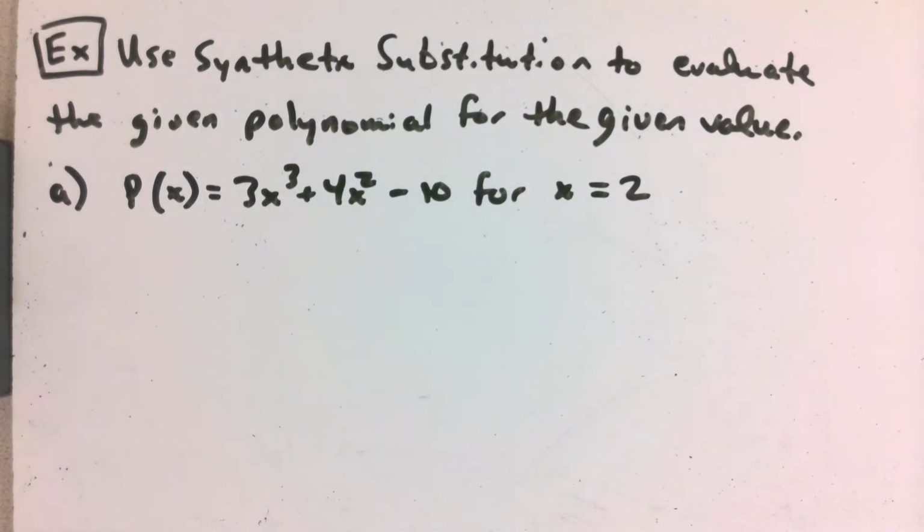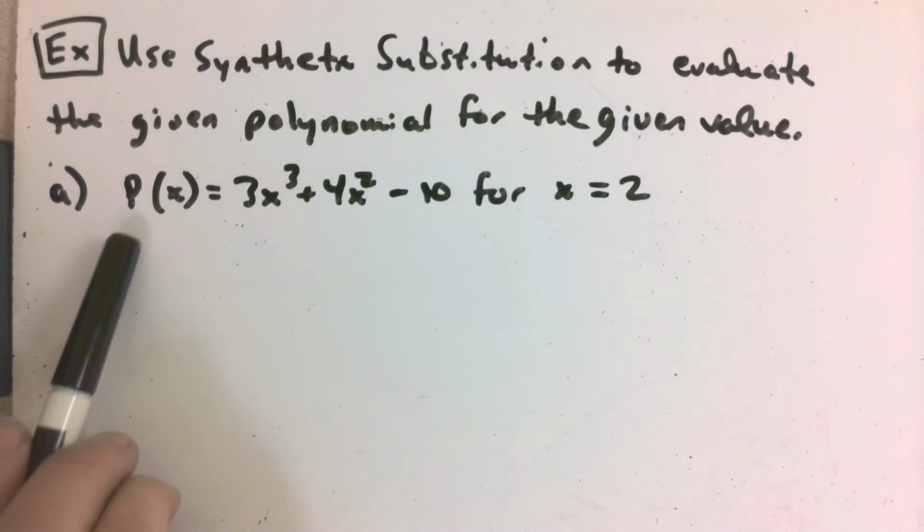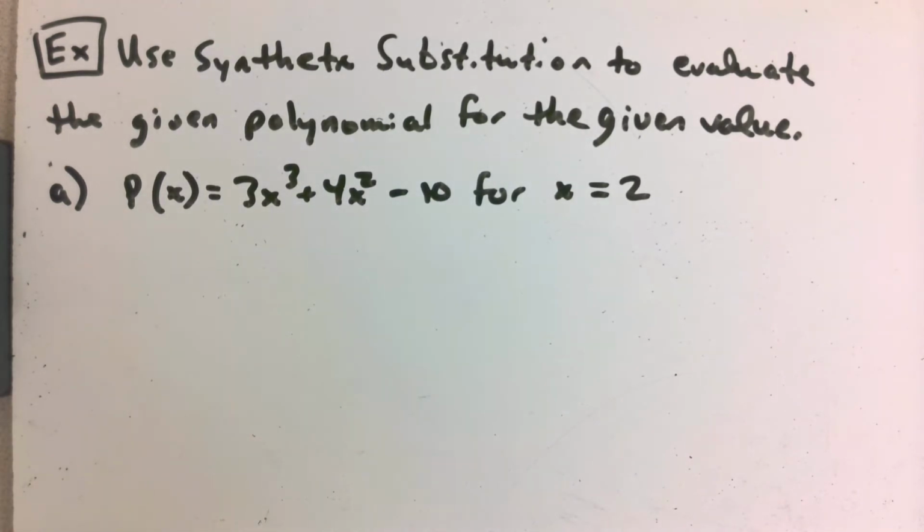For this example, we are going to use synthetic substitution, which is just like synthetic division, except we use our final answer in a slightly different way. We have a polynomial here, so they're using capital P of x for polynomial instead of f of x, but that's still basically just a y equals. And we are going to evaluate for x is equal to 2.